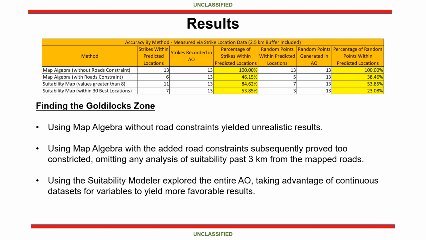So really, a lot of this was just finding the Goldilocks zone, testing out the different techniques for the suitability modeler, and finding out that the map algebra without the road constraints yielded some unrealistic results. And then the map algebra with the road constraints proved too constricting, and it omitted any analysis of the suitability past the 3 kilometers from the mapped roads. And then finally getting into that suitability modeler, exploring the entire area of operations, taking advantage of continuous data sets for the variables, and it yielded more favorable results.